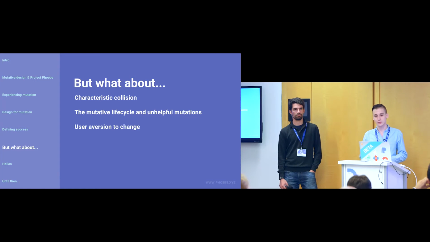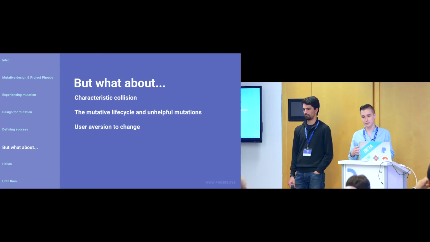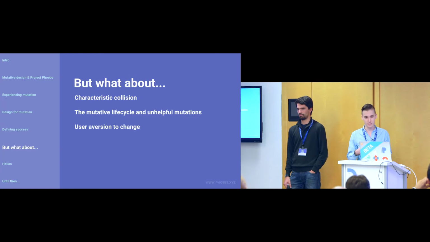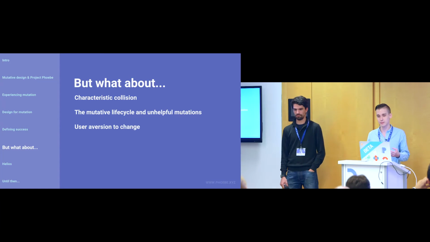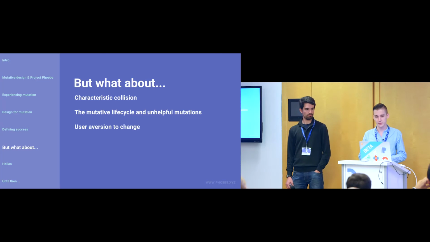And I think the very simple and quick answer to that is that characteristics would always take precedence over behaviors. So if a mutation related to a characteristic was colliding with something related to a behavior, the characteristic would override, because that's a longer term ongoing situation for the user. Also the mutative life cycle and unhelpful mutations.